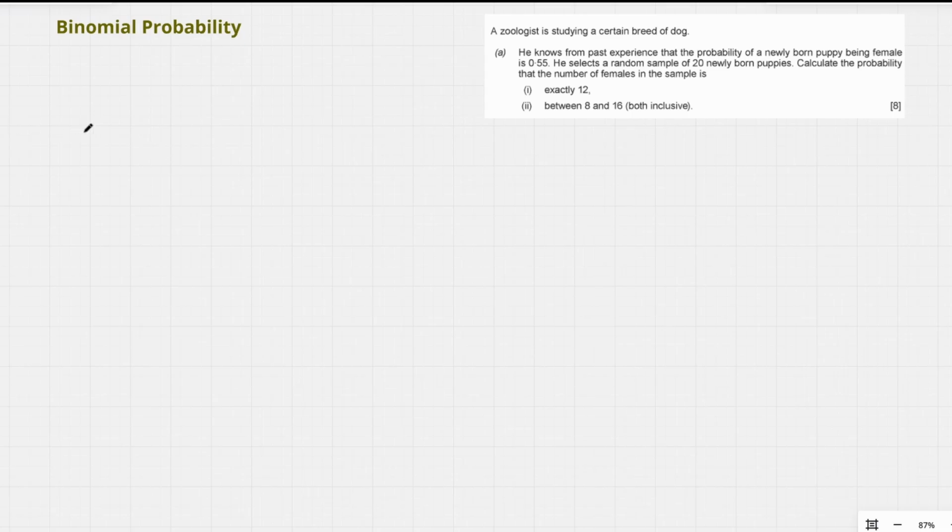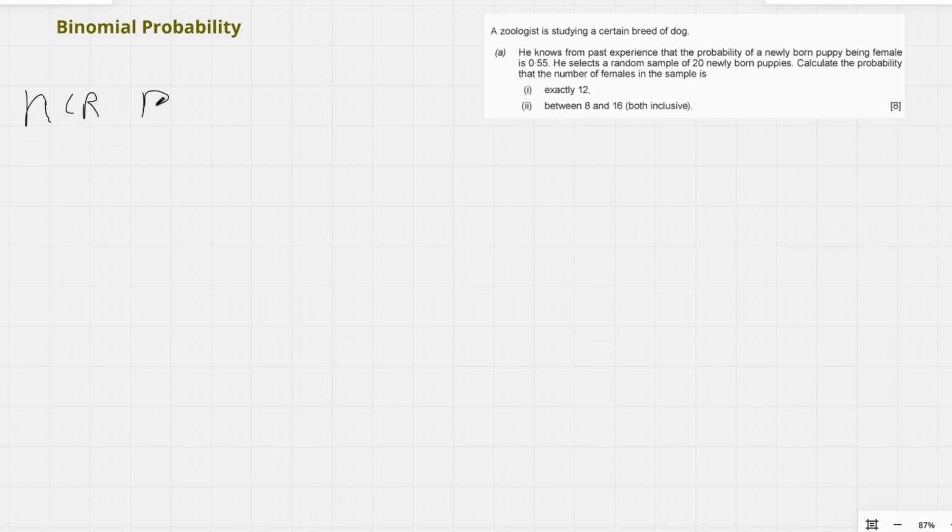Building on from my last episode, binomial probability is using binomial theorem to work out the probability of an event with a fixed probability and independent events. So the formula for binomial probability is nCr times p to the power of n minus r, and then we have the q, which is basically the probability of it not happening, to the power of r.